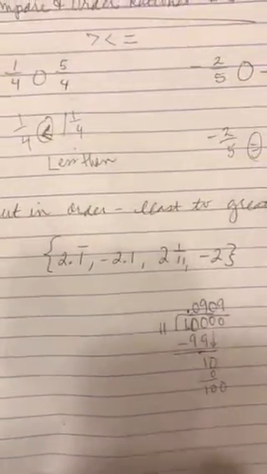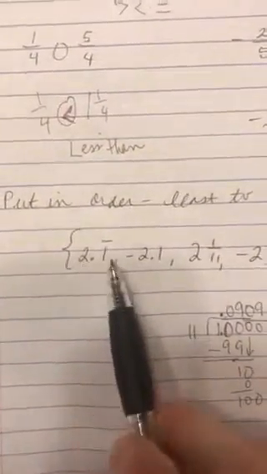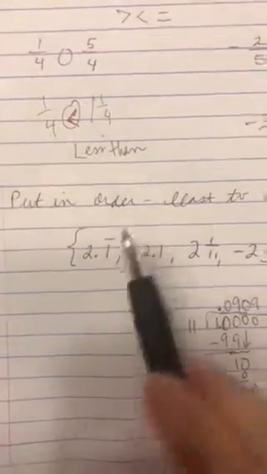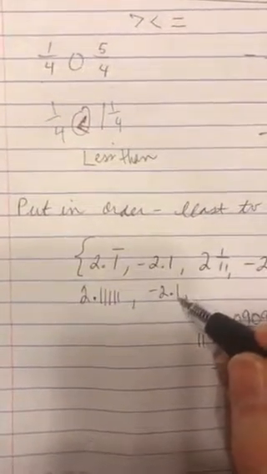Sometimes instead of just seeing two of them, you're going to see a whole list of numbers, and you're going to be asked to put them in order from least to greatest. As I look at this one, I know that that means that this number repeats. So it's going to be 2.11111. It's going to keep going. This one is a terminating one, meaning it doesn't keep going, it stops.